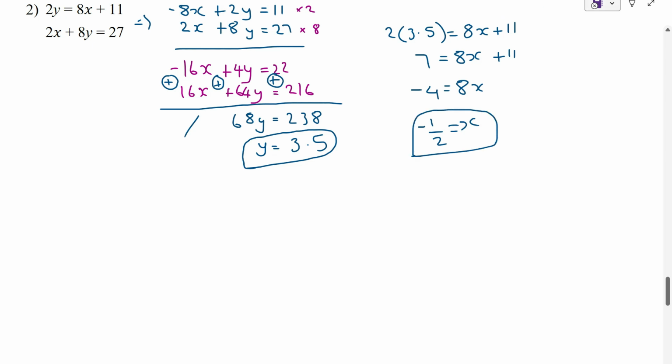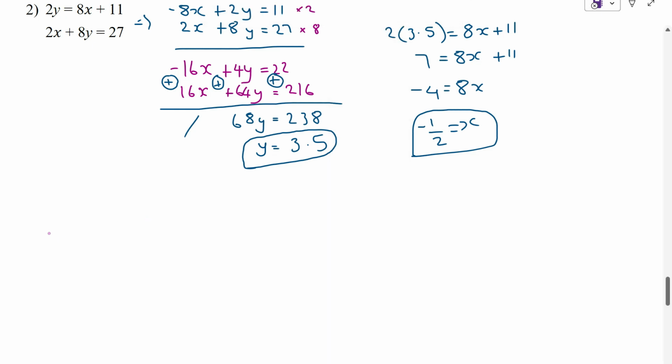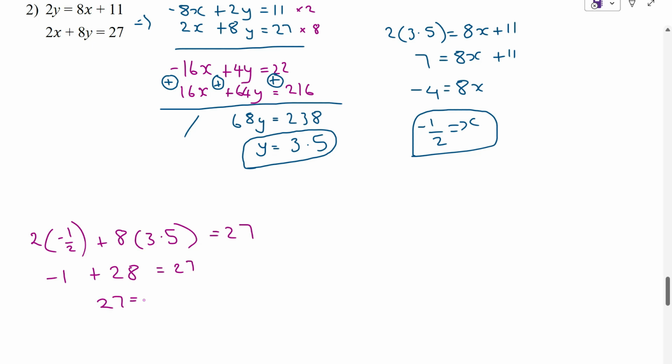Okay, so now again our check. Let's see if this works in the second equation. 2 multiplied by minus a half plus 8 times 3.5. Now this should give us 27. Minus 1 plus 24 plus 4 is 28. All good.